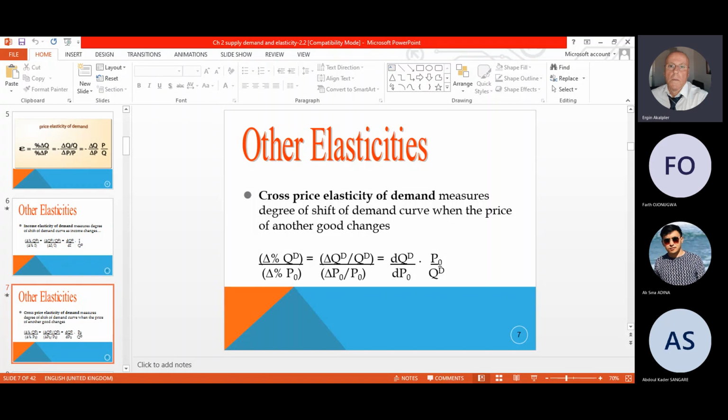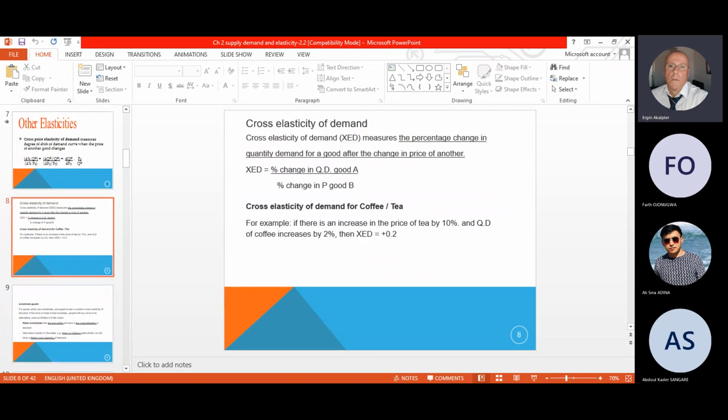Therefore, delta QD, the quantity of any product X, will be divided by the price of the other good, and delta QD over QD divided by delta P over P0, which is the initial price, gives delta QD over delta P multiplied by P0 over QD, the initial price and quantity. The cross price elasticity of demand is then given here with an example and also with the definitions.